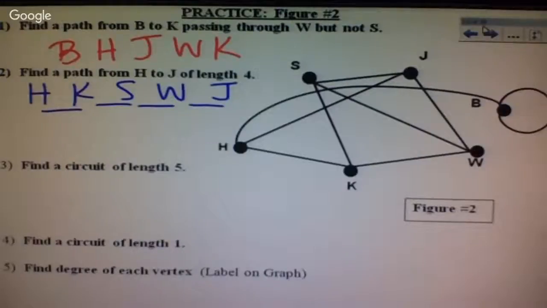I also had HKWSJ. So you could have swapped and did W before S. Both of those answers are correct.